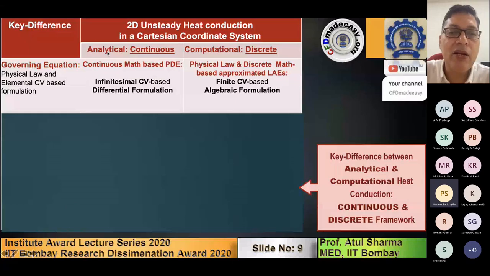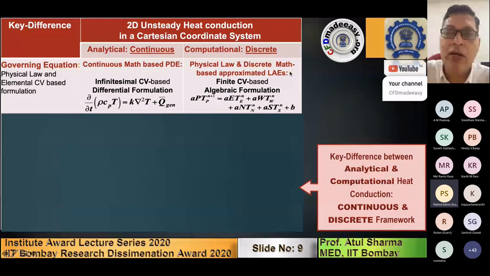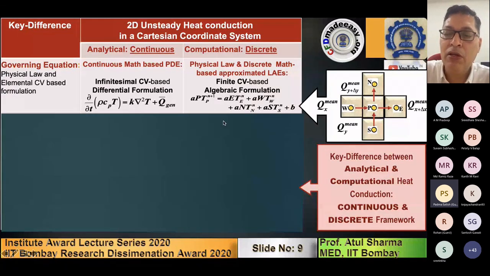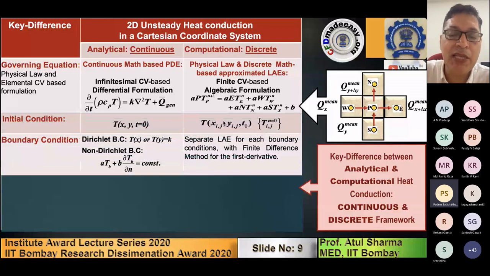So finally, in analytical fluid dynamics, we do an infinitesimal control volume based differential formulation, whereas in a computational course we do a finite control volume based algebraic formulation, where we express this system of algebraic equations that we derive taking discrete grid points, which are like a pixelized representation. The initial condition and boundary condition give us the first picture of the fluid dynamic movie that we generate through CFD. In an analytical course, it is continuous. The boundary conditions are continuous, whereas in a computational course they are discrete in nature.